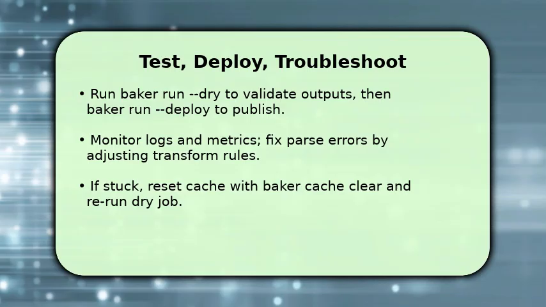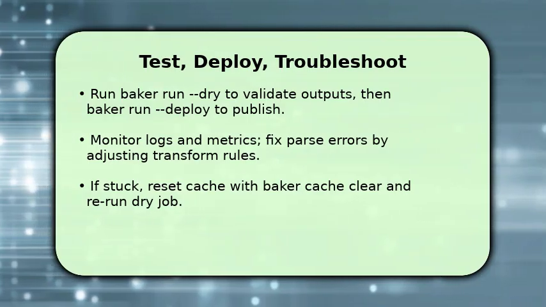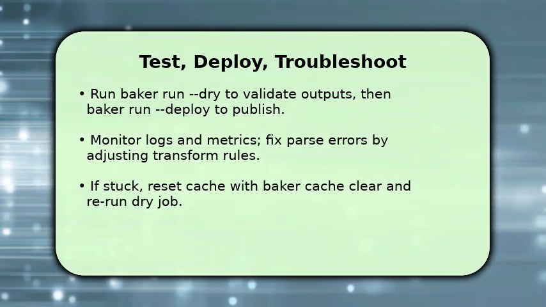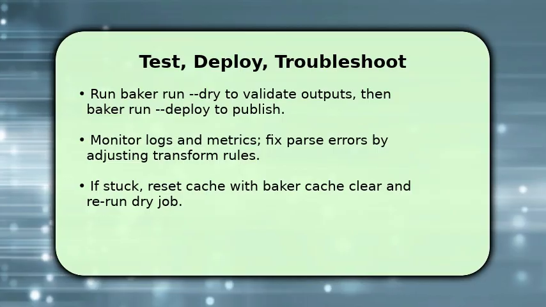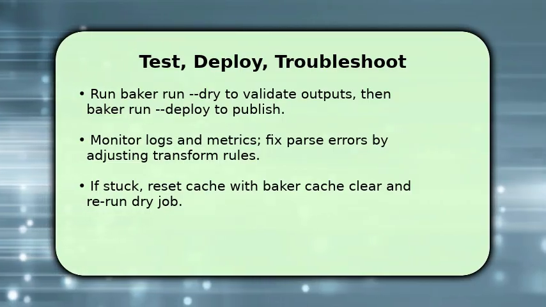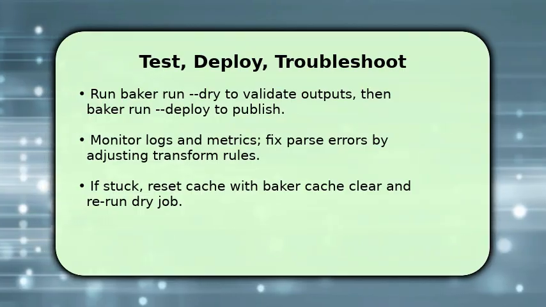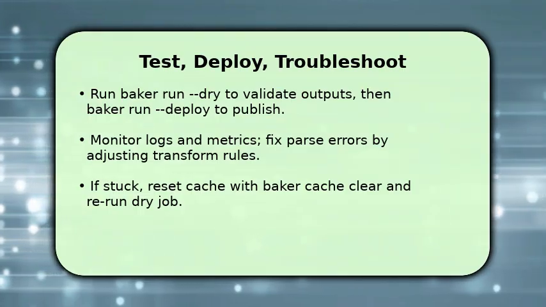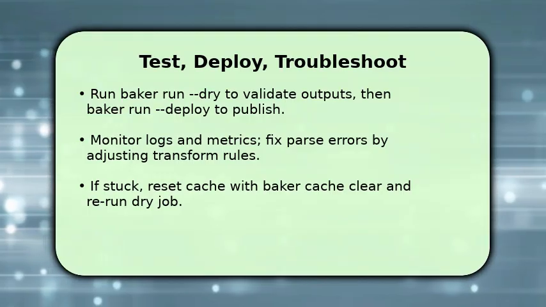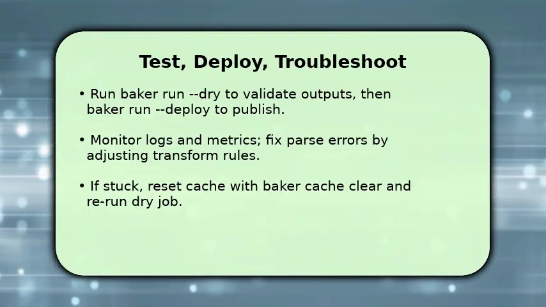If the bot misparses a measurement or step, adjust the transform rules and rerun the dry job. This iterative fix prevents bad data reaching users. Make sure you monitor memory and error rates after deploy. If a job stalls, clear the cache and rerun, because stale cached artifacts are a common cause of silent failures.